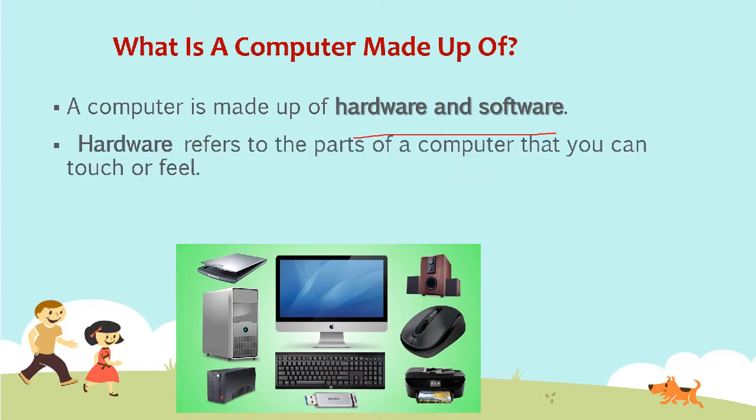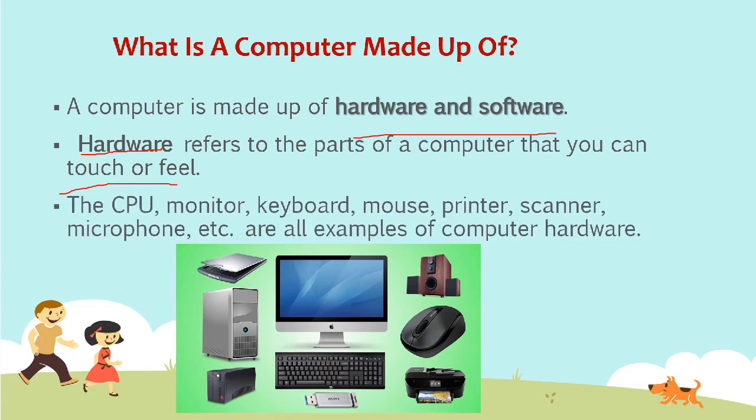Hardware refers to the parts of a computer that you can touch or feel. In your computer, the parts that you can touch and feel are called the hardware parts of the computer. Can you say some examples? The CPU, keyboard, mouse, monitor, printer, scanner, microphone. These are examples of computer hardware because these are parts that you can touch and feel.